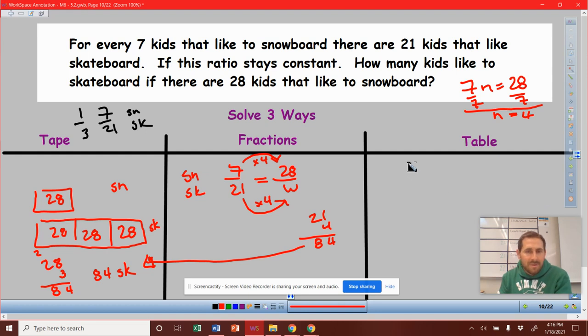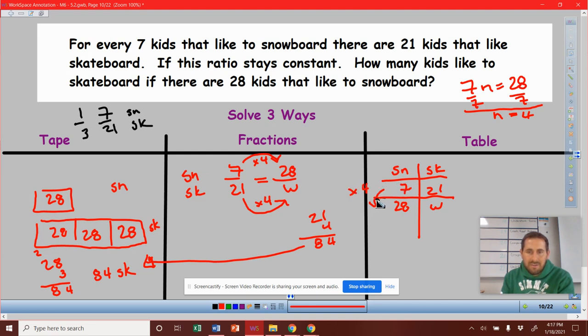So how do I do my table? It doesn't matter how you do it, in a sense. I'm going to put my snowboarders here and my skateboarders here. I had 7 snowboarders to 21 skateboarders, and then I changed that to become 28 snowboarders to what number of skateboarders. So I find out my mystery multiplier, it's times 4. 7 times 4 gets me 28. So now I multiply times 4 over here, which we already did, 21 times 4, and we find the same thing, 84.